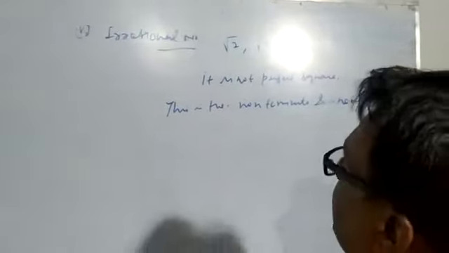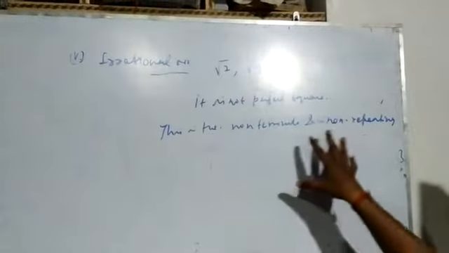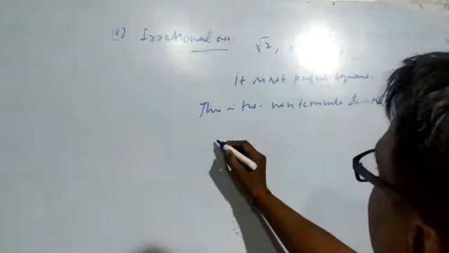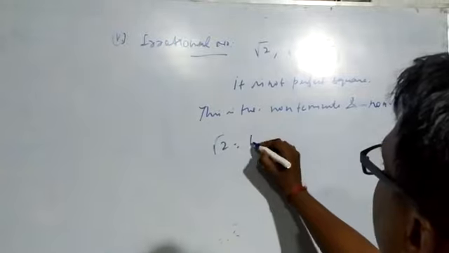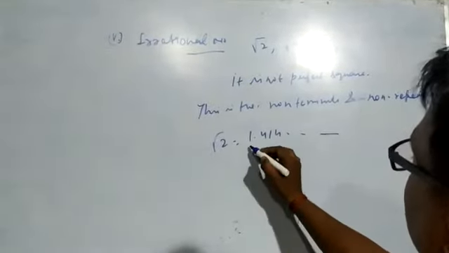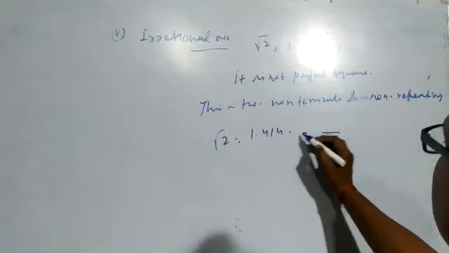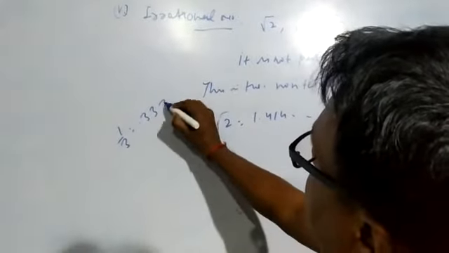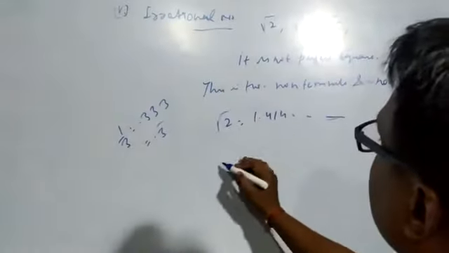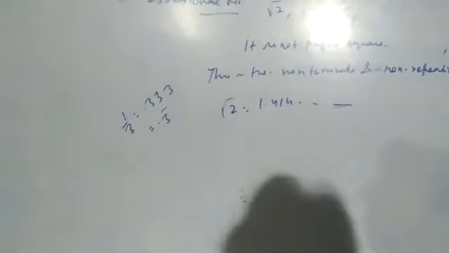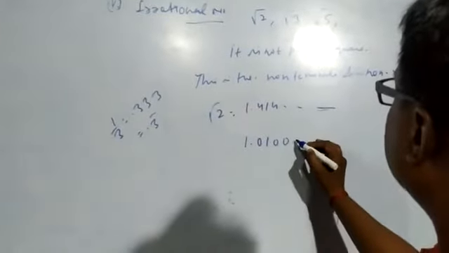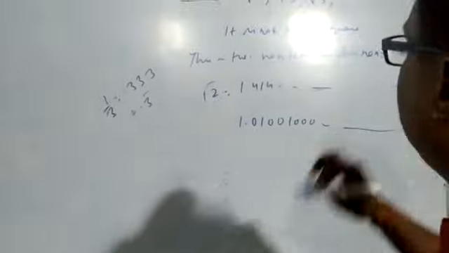The basic property of irrational numbers is that they are non-terminating and non-repeating. Generally, root 2 equals 1.414, non-repeating numbers like this. Here 0.333 is repeating, but root 2 is not repeating. Another example of an irrational number is 1.01001000100001, which can't be repeated.